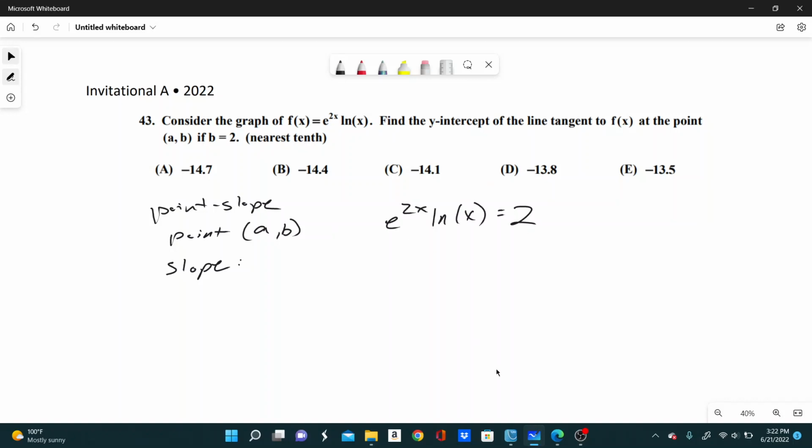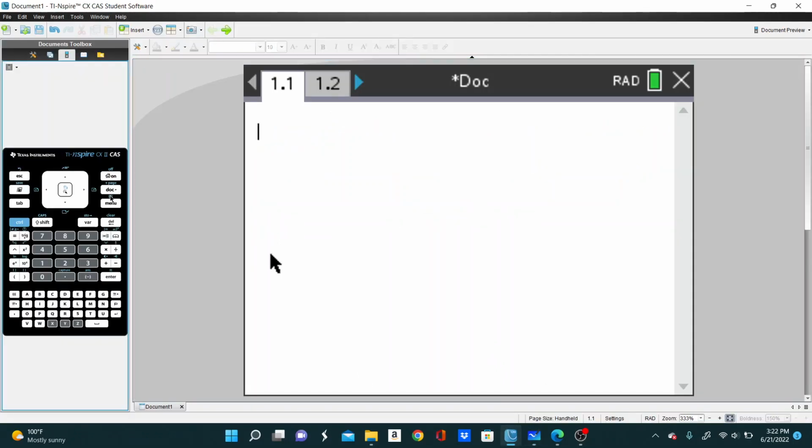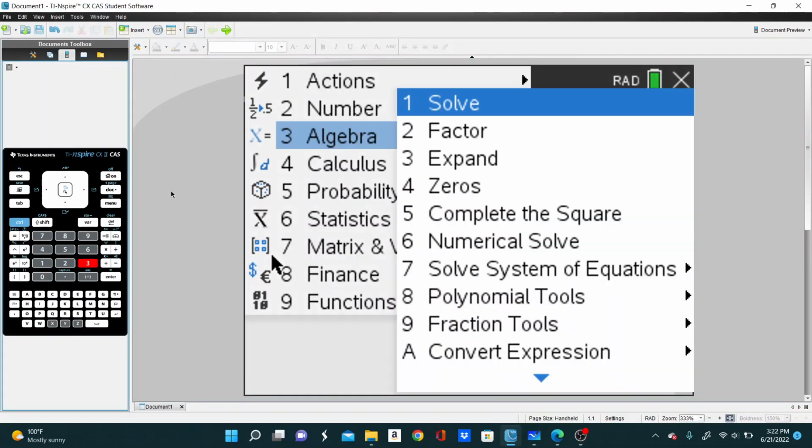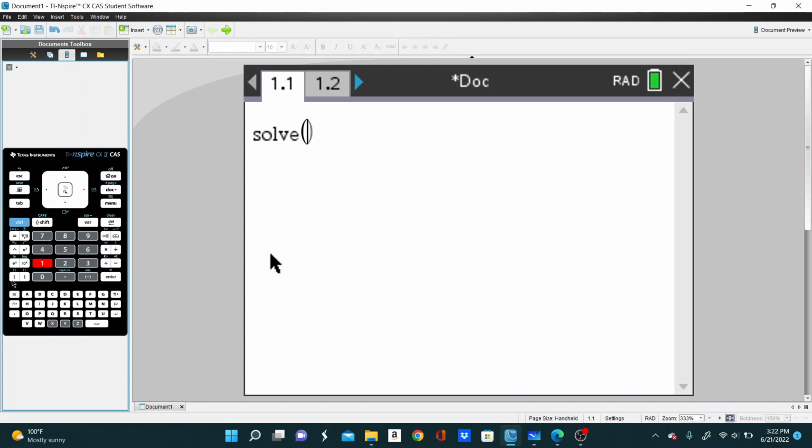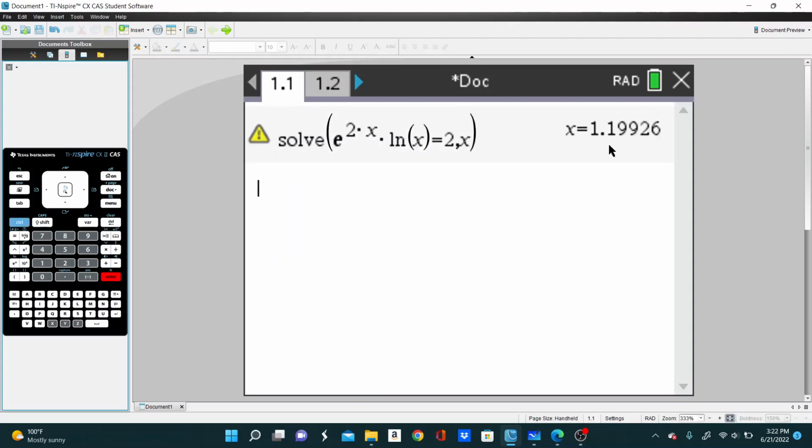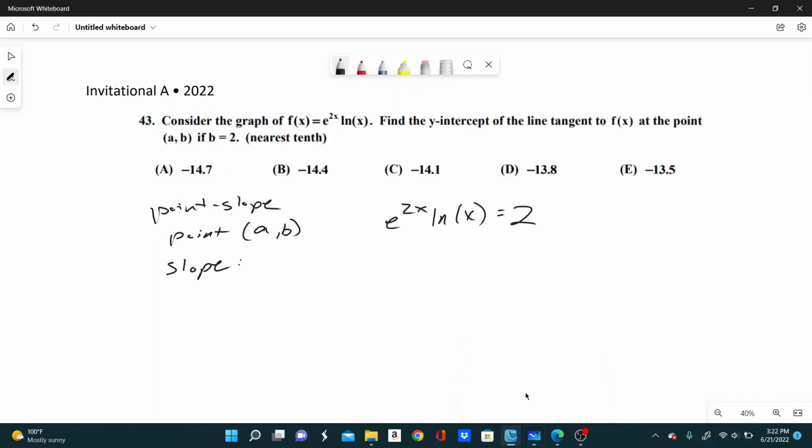So I'm going to go to the calculator, and we are going to solve this equation. So you can go to Menu, 3 for Algebra, 1 for Solve. So here is our e to the x. So e to the 2x times the natural log, that's control e to the x. Natural log x equals 2. And let's see what we get. So it looks like our x-coordinate is going to be around 1.2. It looks like it's pretty close to 1.2. So I'm just going to use 1.2 for a.